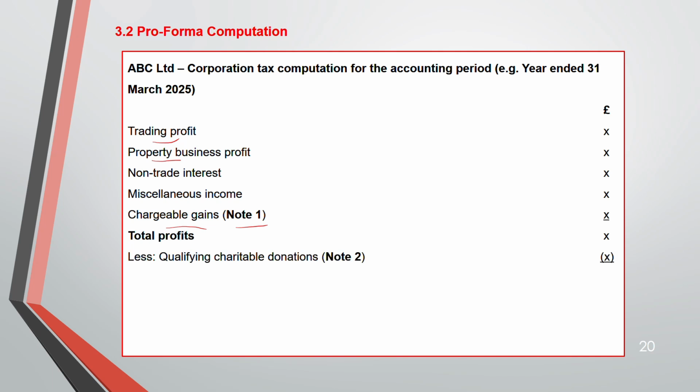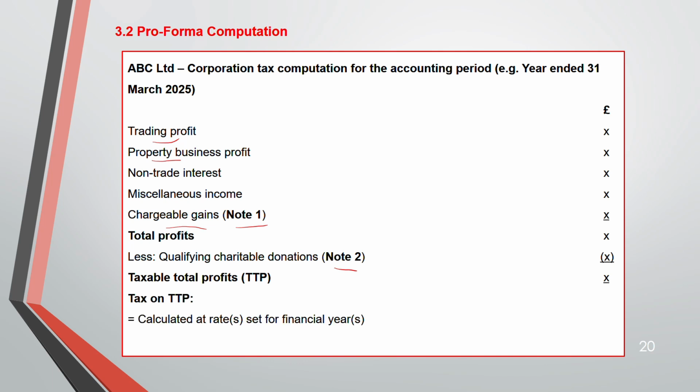From here you deduct qualifying charitable donation, initials QCD. Note 2. Then you get your taxable total profit. If they do not give you any qualifying charitable donation, your total profit will be equal to your taxable total profit. But most of the time I have seen in the paper they give you the QCD. Now, tax is calculated at rates. Rates are set for the financial years. So corporation tax we calculate. There's a note 4.